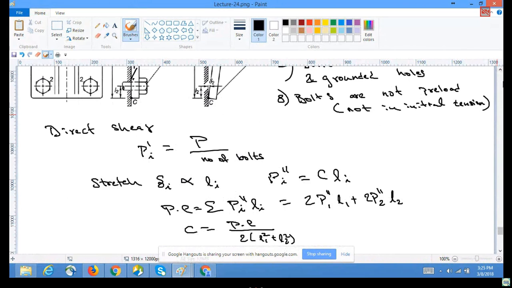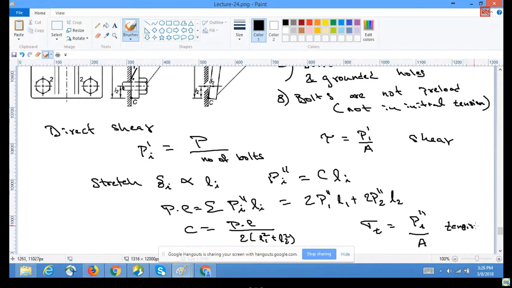So then we can say that our tension sigma T in the bolts is given as Pi double dash divided by the area of the bolt. In this manner, we'll calculate the tension in the bolts. But this is tension, and this will give you the shear. The shear is given as tau is equal to P1 dash by A.